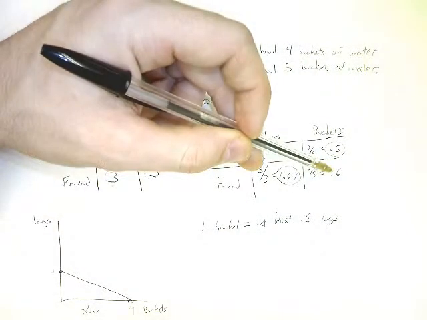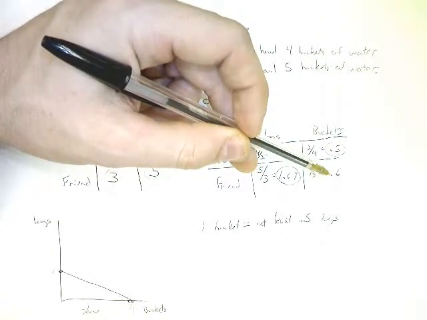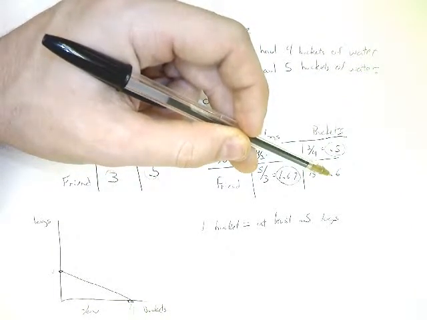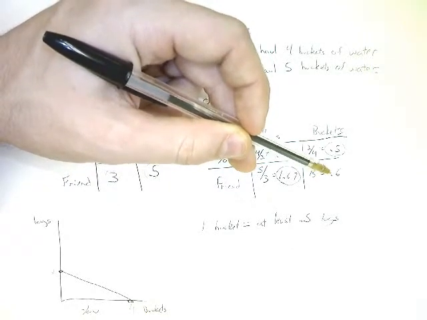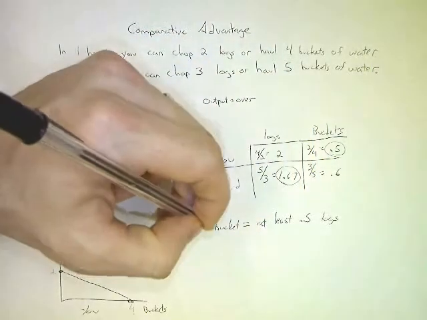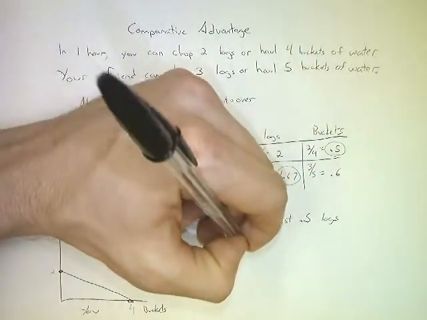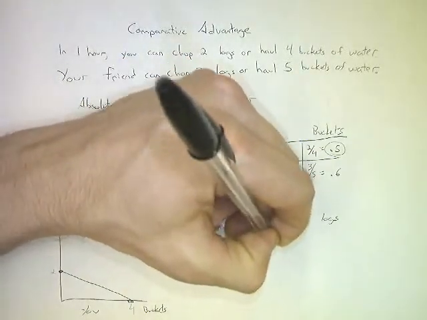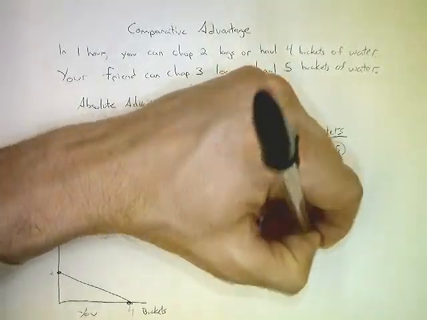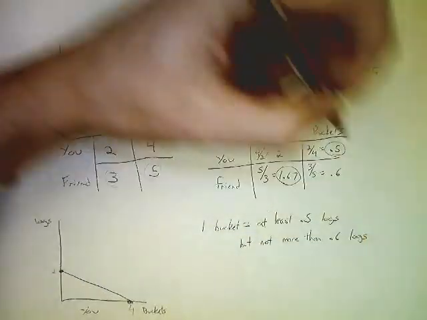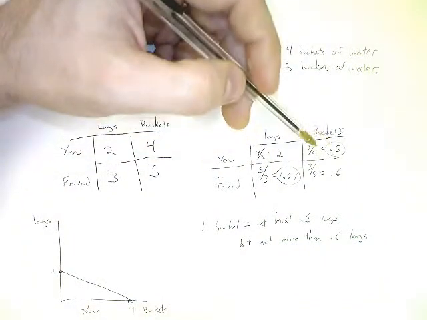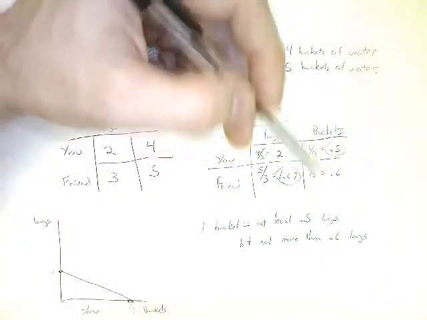Well, it costs your friend 0.6 logs to make a bucket. So if you tried to charge that person any more than 0.6, then they would just make it themselves because that would be cheaper. So we know that the bucket is at least 0.5 logs, but not more than 0.6 logs. The price range that these two parties will agree to is going to be somewhere in between 0.5 and 0.6.